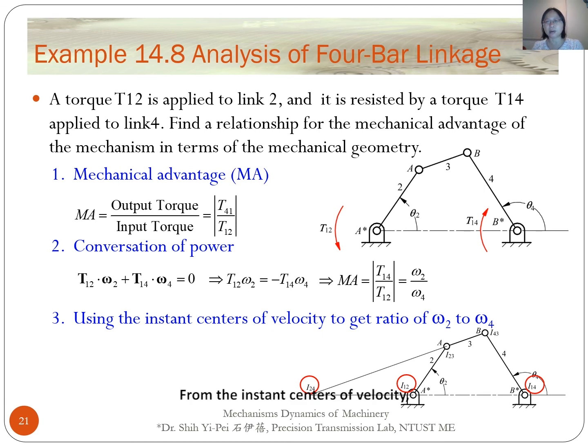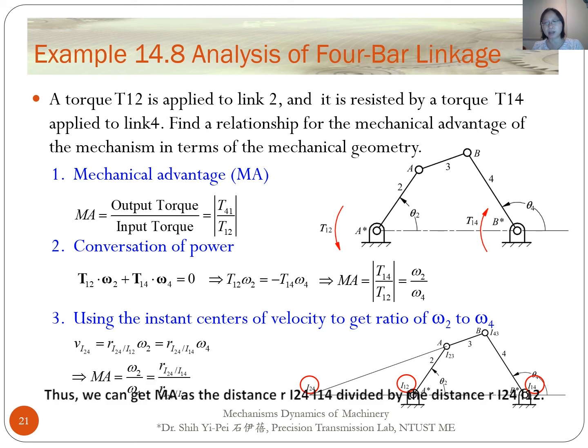From the instant centers of velocity, we can locate the instant centers I12, I14, and I24. The instant center I24 belongs to two bodies in plane motion, which have the same instantaneous velocity at that point in each member. Thus, we can get MA as the distance r I24 to I14 divided by the distance r I24 to I12.